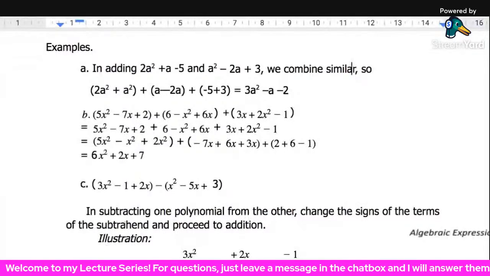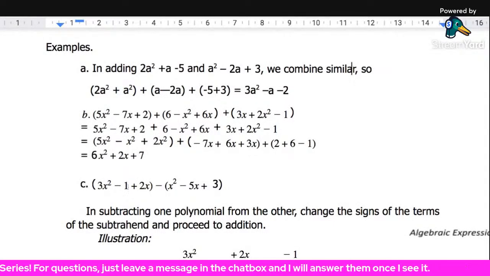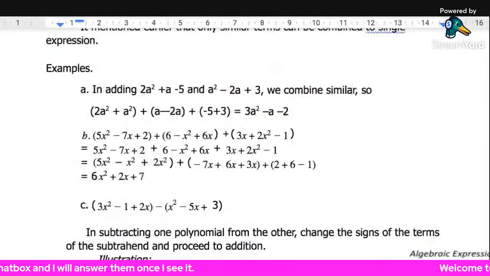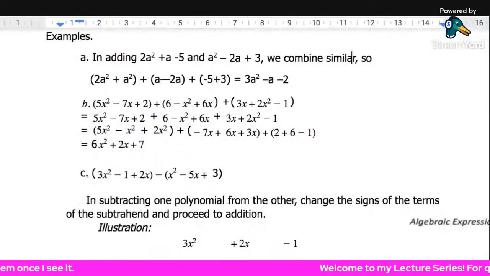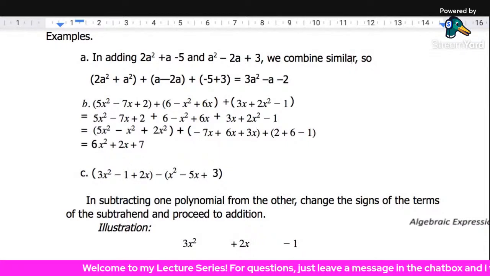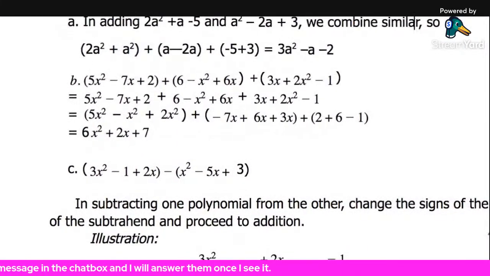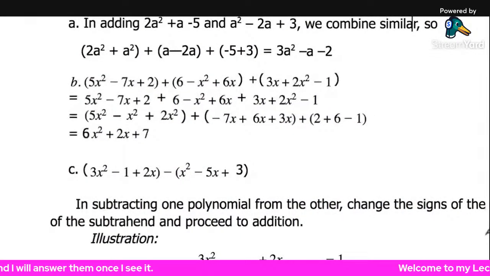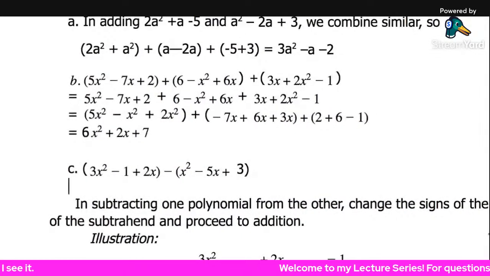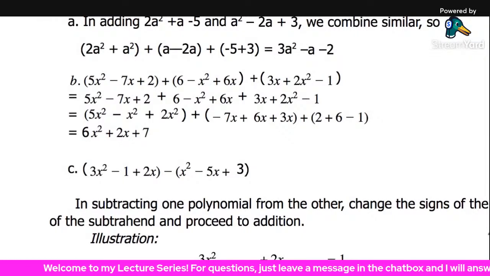Okay, can you give me the answer for letter C? Will you perform the operation? And let's see if you can get the answer. This should be easy. Please type your answers in the chat box for letter C. Let me just enlarge letter C. I think that's the largest it can get. So we have letter C here, the quantity 3x squared minus 1 plus 2x minus the quantity x squared minus 5x plus 3.